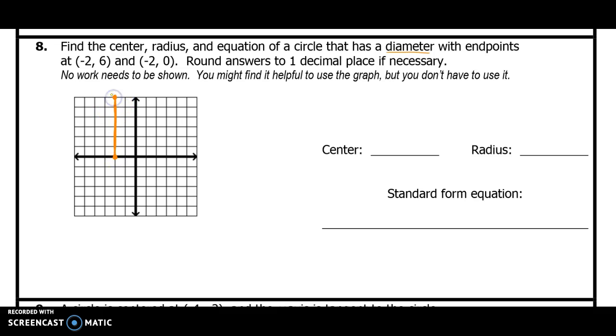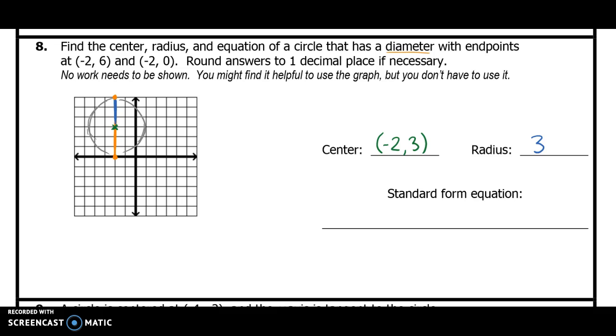So if that's a diameter of the circle, my circle looks something like this. It does not have to be a good drawing at all, but just to get an idea of what's happening. I know that the center of my circle needs to be right in the middle of that diameter, and so just from looking at the graph, I can see that that center is at the point (-2, 3). I can also see that my diameter in orange was 6 units tall, which means my radius is 3 units.